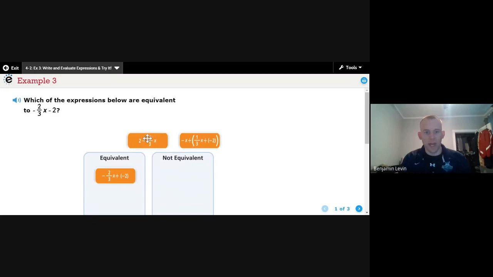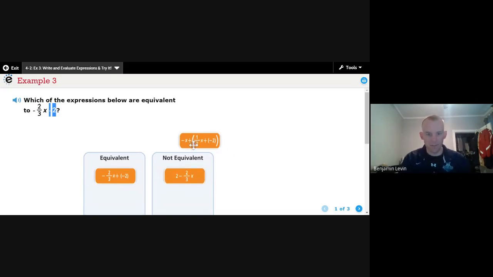We look at this one. We have a -2/3 x, right? -2/3 x, but this is a positive 2. There's no negative sign. We have a negative sign with this 2. This one is a positive 2, so that's not equivalent. Not the same. Okay?